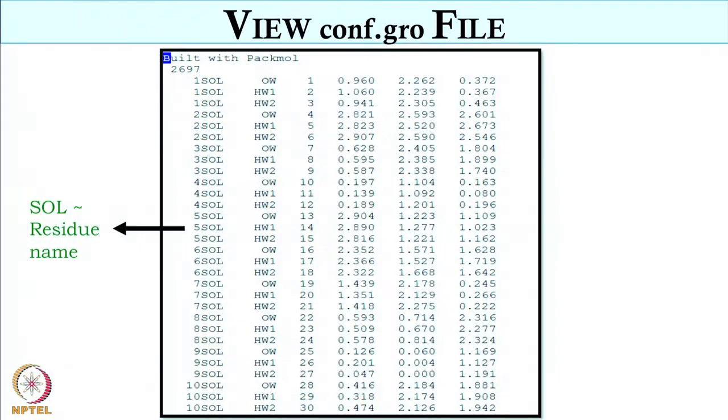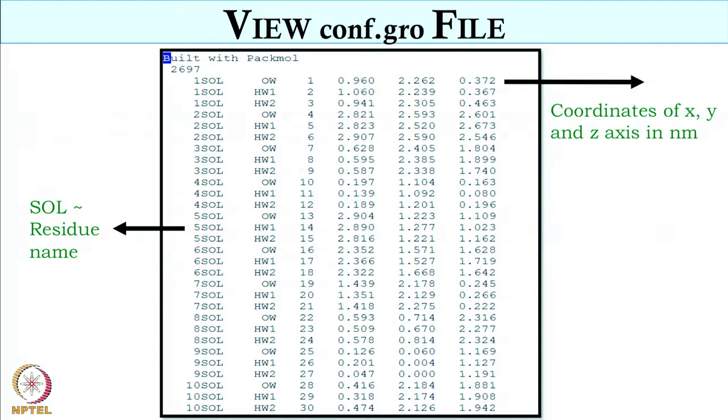And this is the GRO file. Sol is the residue name, then OW, HW1, HW2 are the atom names, and the last 3 columns are the XYZ coordinates in nanometers. So now you have created coordinates of 2697 atoms. That means 899 molecules. Your first column will give the site number, so it will go from 1 to 2697.